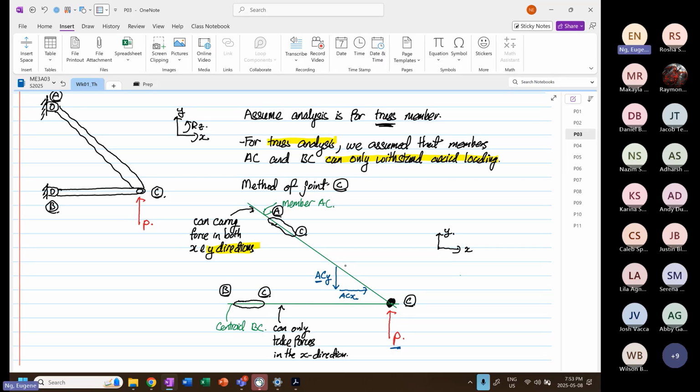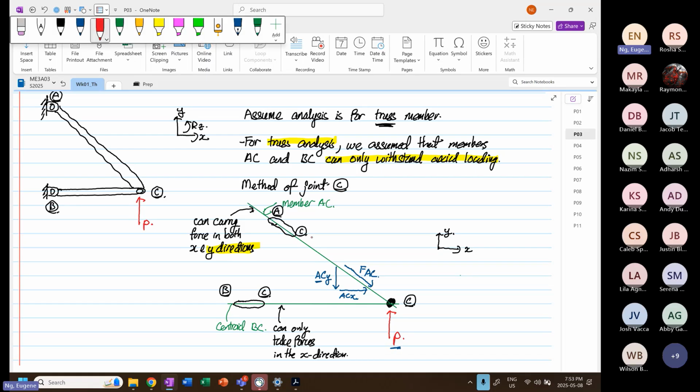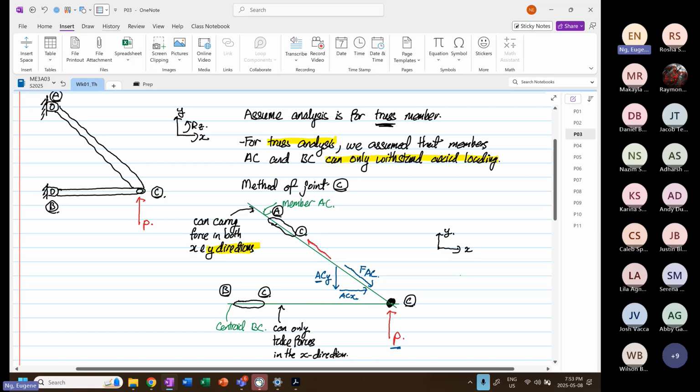In this context, the direction from here to here is our FAC towards point C. Later, when we apply Newton's third law, this goes in the opposite direction. This will be our FAC. And when that's the case, remember AC is in compression. If you look into the chat, some of you know that AC is in compression for that reason.